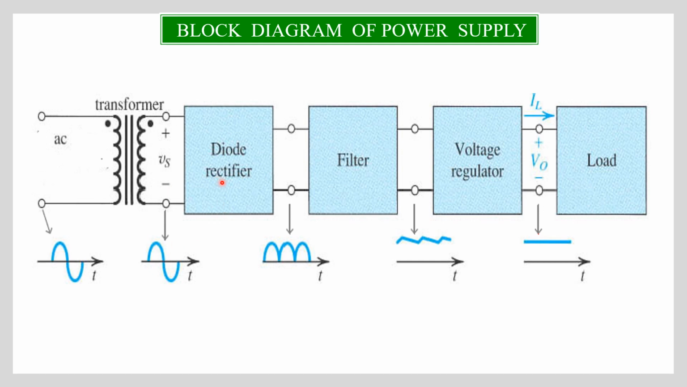This is given to a rectifier. The rectifier converts this bidirectional AC voltage into unidirectional pulsating DC voltage. So what is the function of the rectifier? To convert this bidirectional AC into unidirectional DC voltage. So at the output of the rectifier we get a pulsating DC voltage. This is applied to a filter.